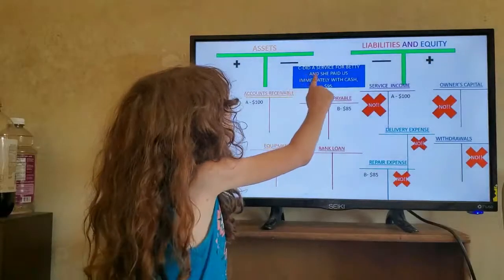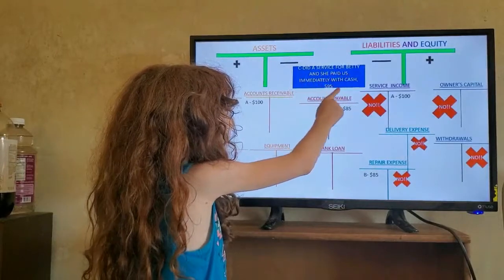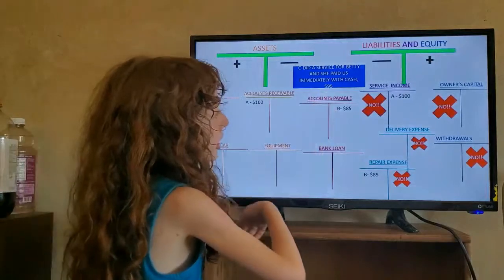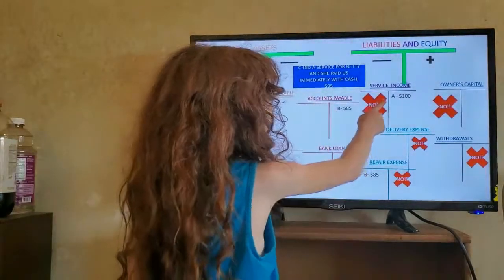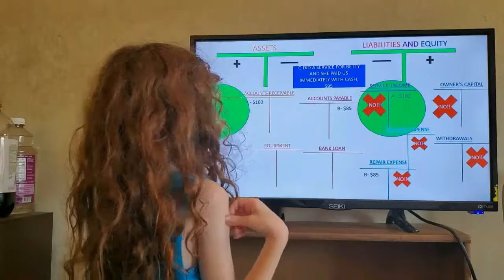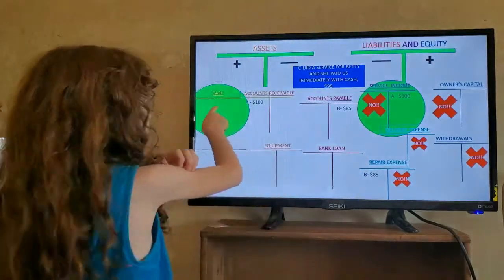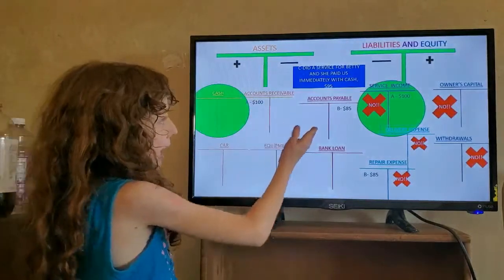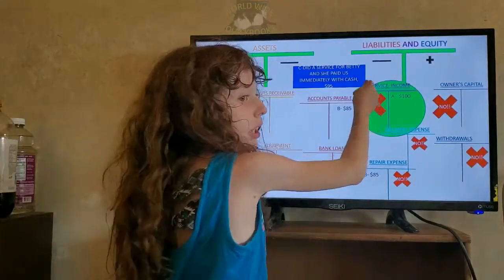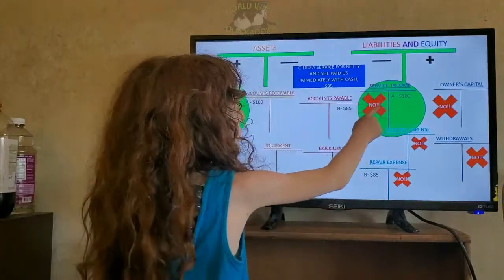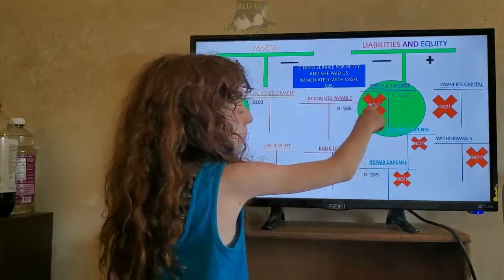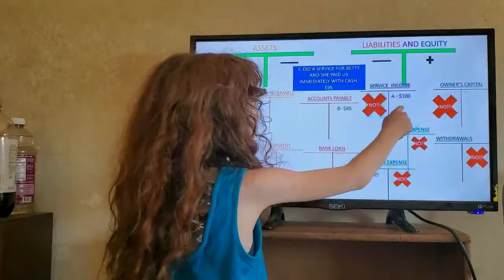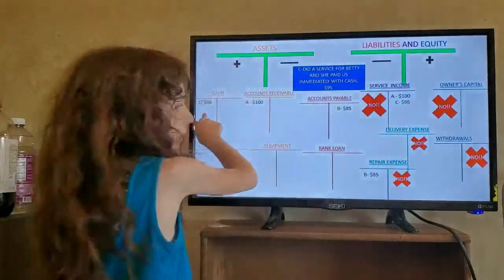Transaction C. Did a service for Betty and she paid us immediately with cash, $95. So service income changes, and cash changes because she immediately paid us, so we're getting more cash, and service income because we did a service for her. If service income cannot be debit and it has an X on the debit, it has to be credit. And if service income is credit, cash is debit. Boom.